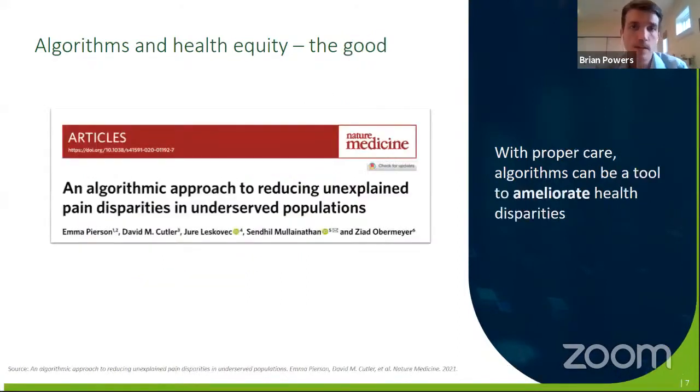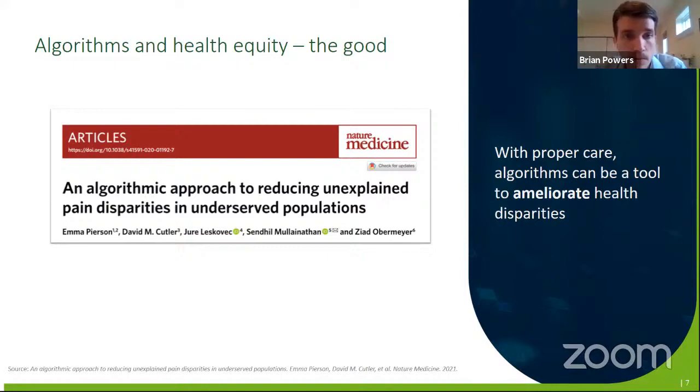At the same time, I want to highlight a more recent paper from a colleague, not one I was involved in. We have more data now that algorithms can be a force for good. So it's not that algorithms in healthcare are bad, or that algorithms in healthcare are undermining our efforts at health equity. Those would be inappropriate categorical statements in either direction. They're not inherently good or inherently bad. It's about how you develop them and how you implement them.